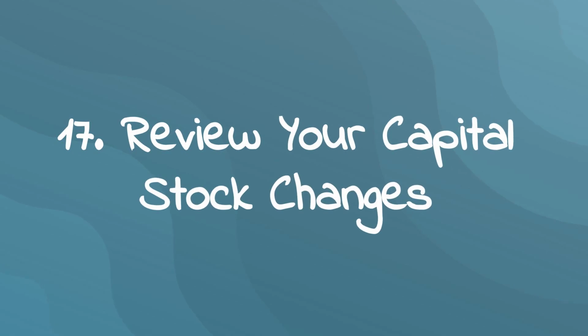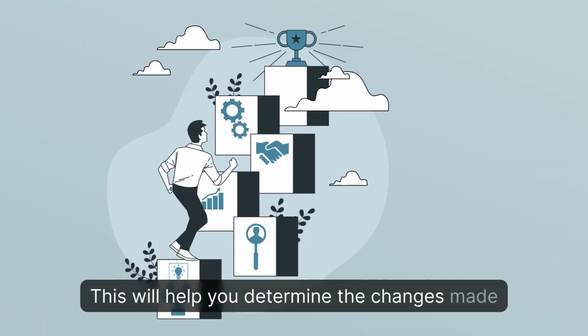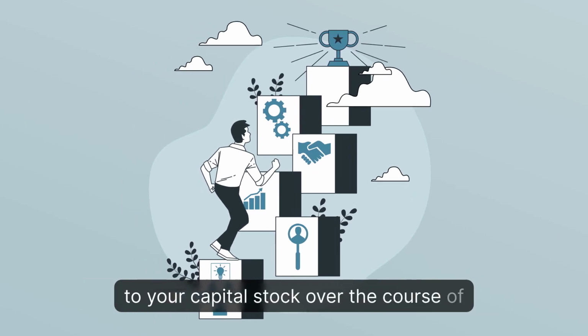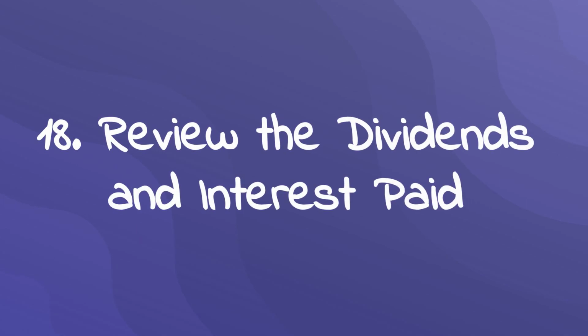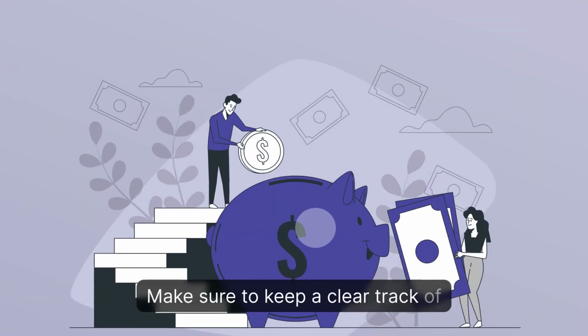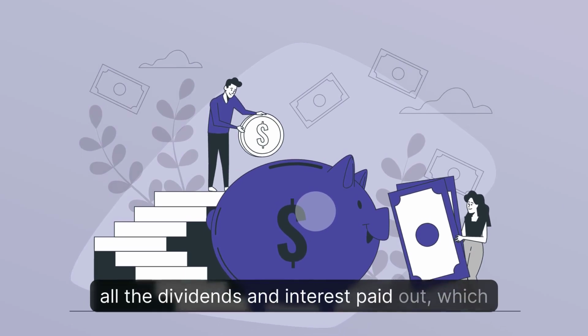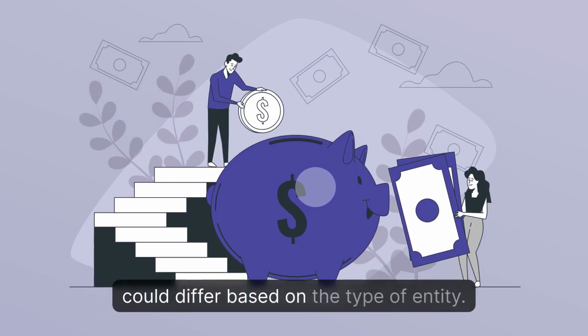17. Review your capital stock changes. This will help you determine the changes made to your capital stock over the course of the review period. 18. Review the dividends and interest paid. Make sure to keep a clear track of all the dividends and interest paid out, which could differ based on the type of entity.